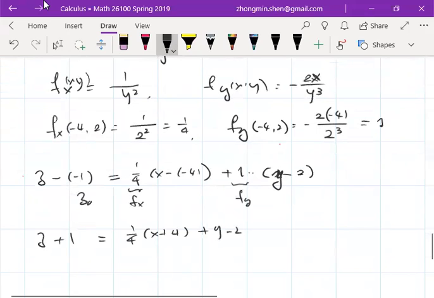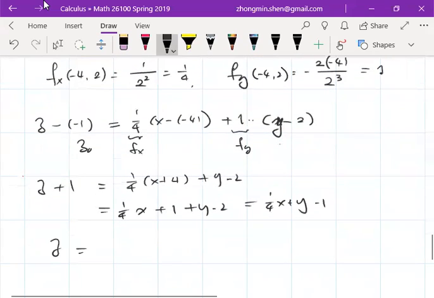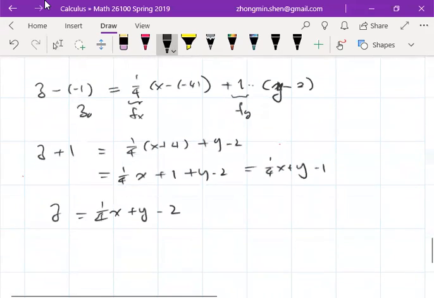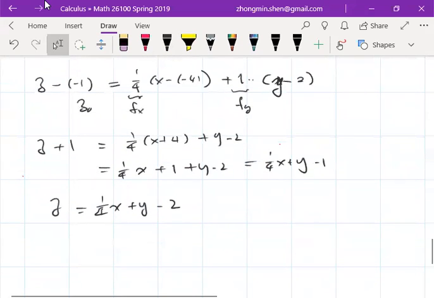We can continue simplifying. I can get a quarter of x plus y minus 1. I can also move 1 over to the right hand side. Okay, it's minus 2. So z equals a quarter of x plus y minus 2 is an equation. This is a linear equation, right? So it's a linear function.